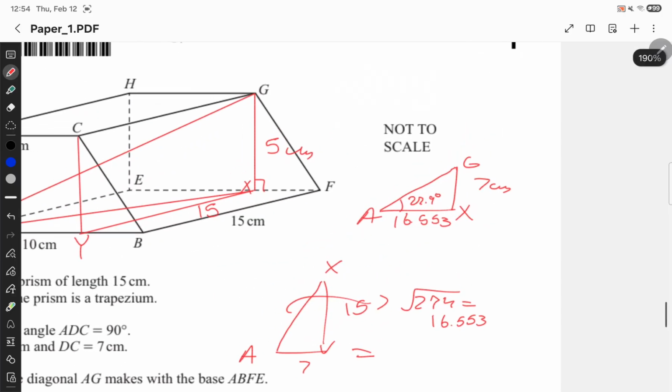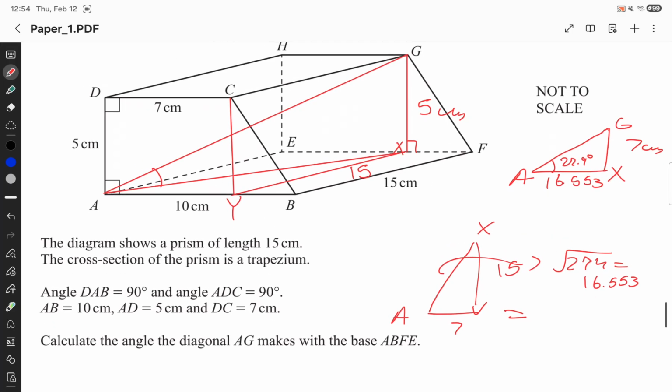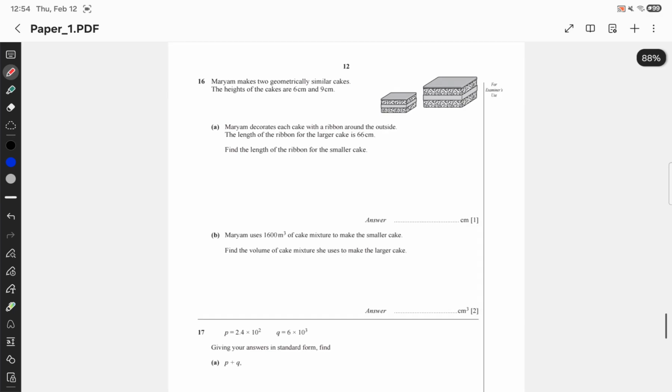Okay, I hope you understand this question. If not, just rewind the video, please. Okay, but a recap, we found AX. Okay, and then we found the triangle. We found the angle using this triangle.